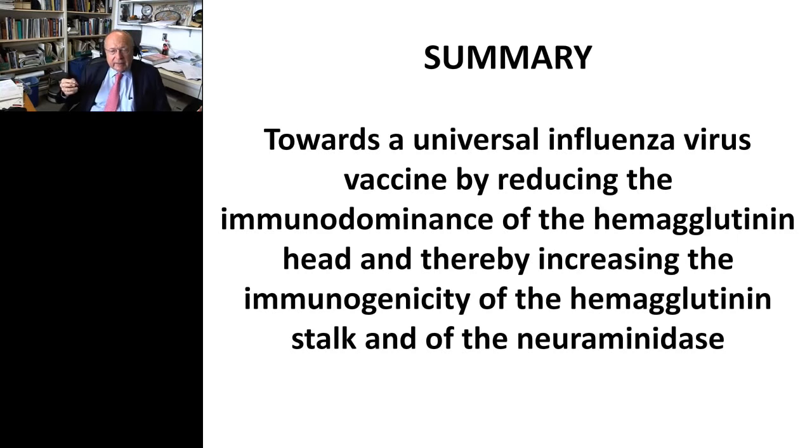We also hope that by this redirecting of the immune response from the head towards the stalk, we should also make better immune responses against the neuraminidase, which is the second glycoprotein on the surface of the virus. And by having antibodies against the neuraminidase, which is also much more conserved than the head of the hemagglutinin, we hope to make a very efficient vaccine, which should protect us against all kinds of antigenic variants, including new pandemic strains, which there is no doubt that such viruses will occur in the future.